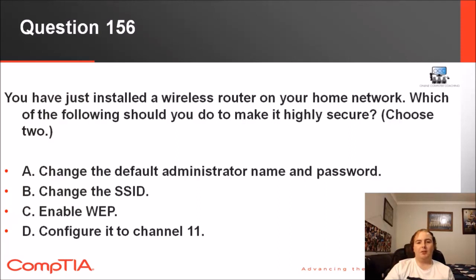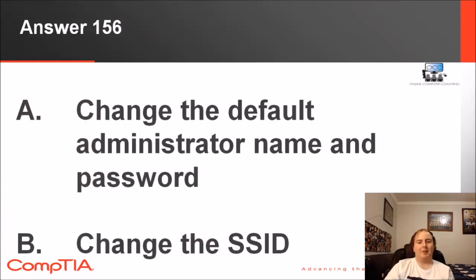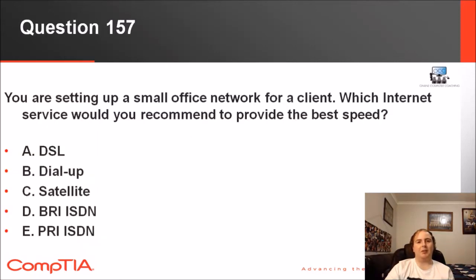156, you have just installed a wireless router on your home network. Which of the following should you do to make it highly secure? Choose 2. Change the default administrator name and password, change the SSID, enable WEP, configure it to channel 11. If you've heard me before, don't use WEP, so it's not that. It's A and B. So you want to change the default administrator name and password, because if someone comes over to your house and plugs in and logs in, they can do some crazy stuff. And the SSID as well, a good security mechanism as well.